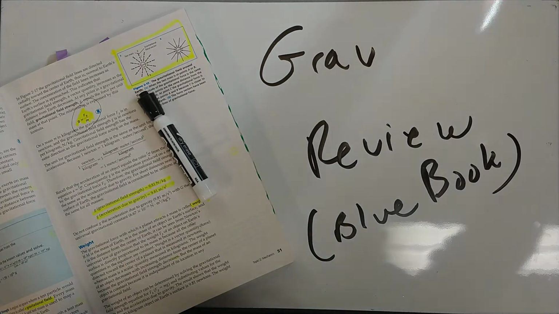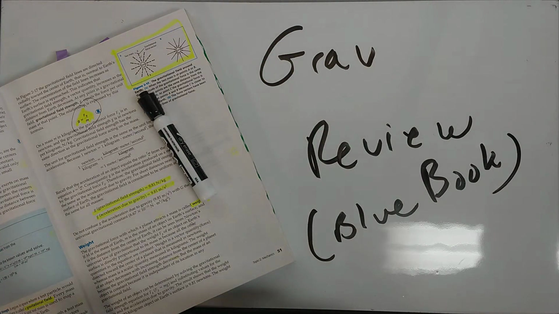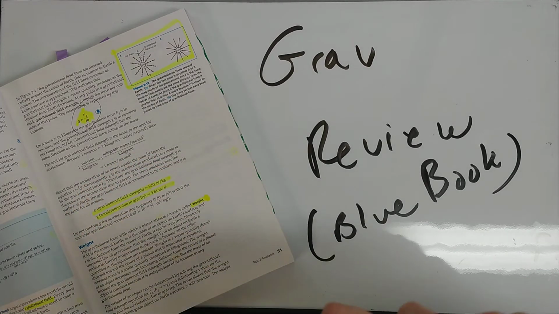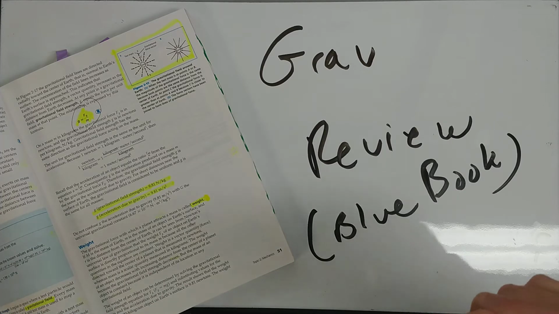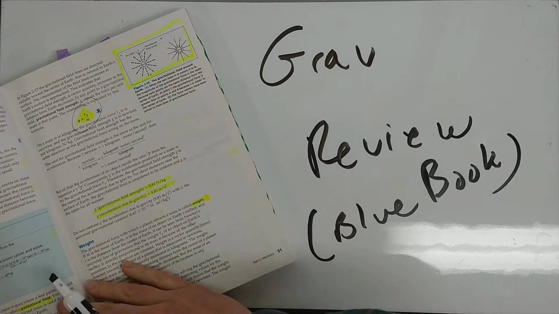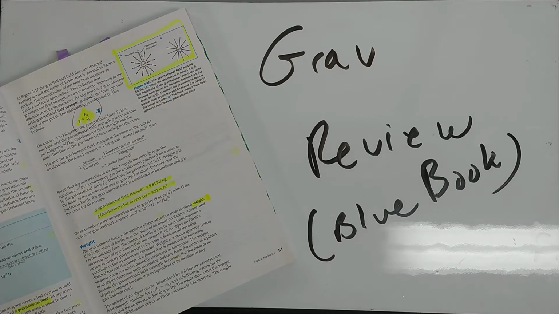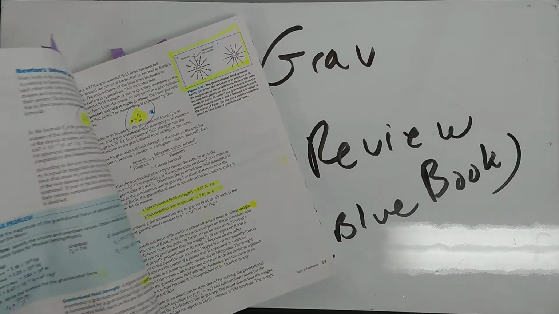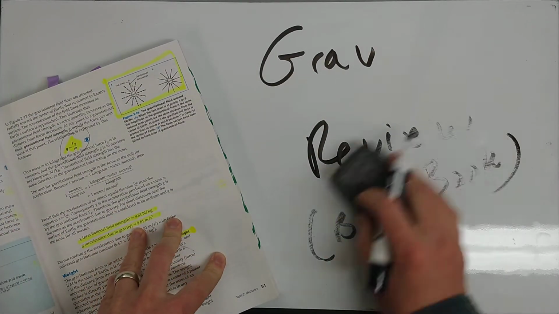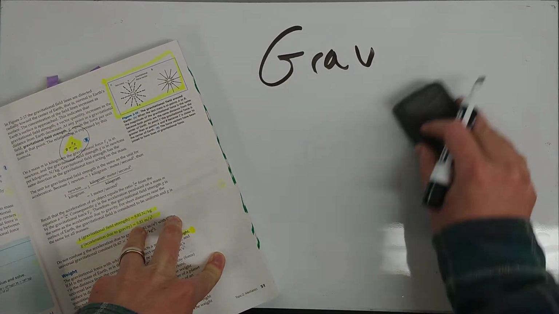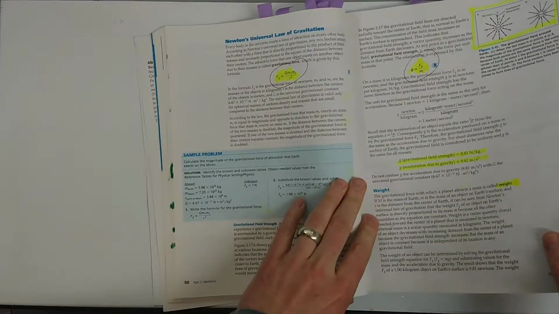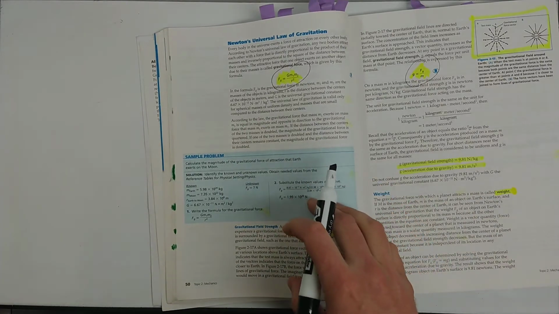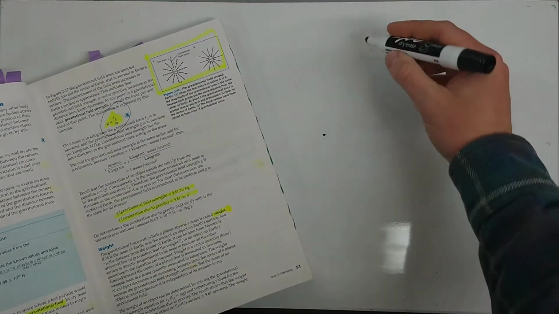Okay, guys, let's do a little review on gravity here from the Blue Book. Let's move over to page 50. This is Physics 11H. Over on page 50, Newton's universal law of gravitation. Again, this is my version of the book from last year. It's marked up a bit from when I did a review at the end of the year. The main thing we start with here is the equation that describes gravitation.